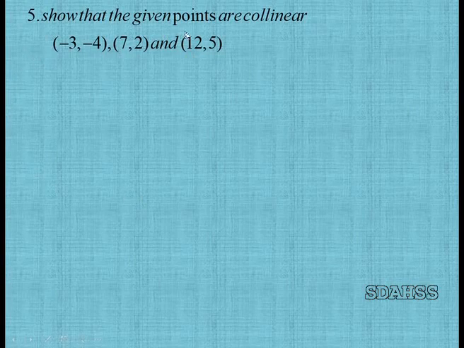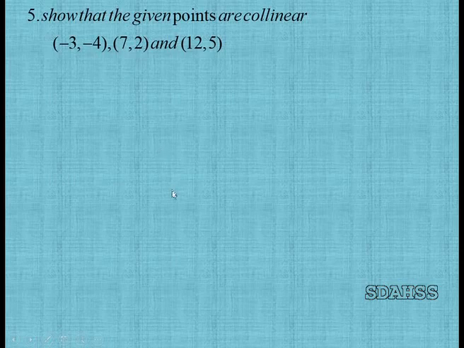Show that the given points are collinear. Minus 3 comma minus 4, 7 comma 2 and 12 comma 5. So here three points are given, but you have to check whether the given points are collinear or not.